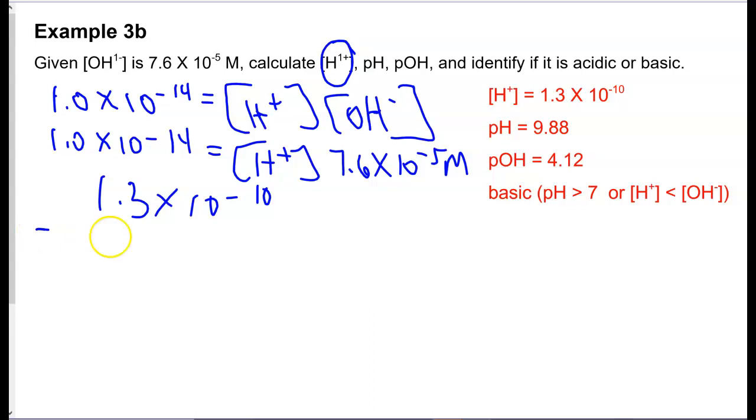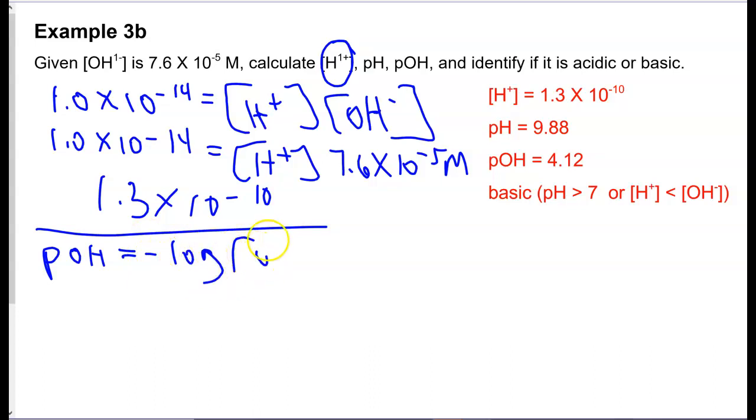All right, so that's the first answer. I need to get pH. There are several ways you can do that, like the other example. I'm going to do pOH first because I know the formula for pOH is the negative log of OH minus. So that was similar, but just a slightly different answer.